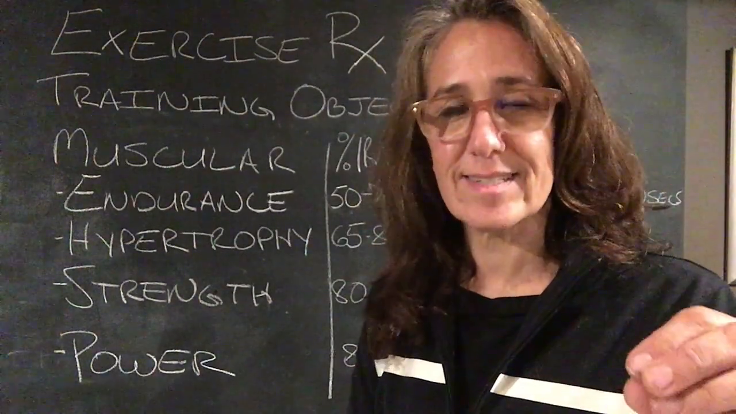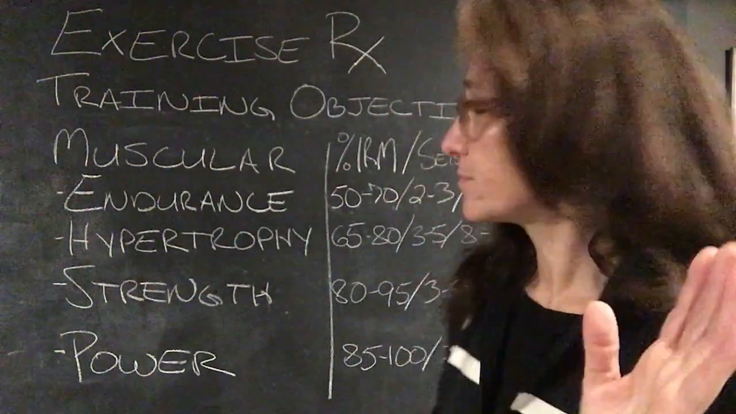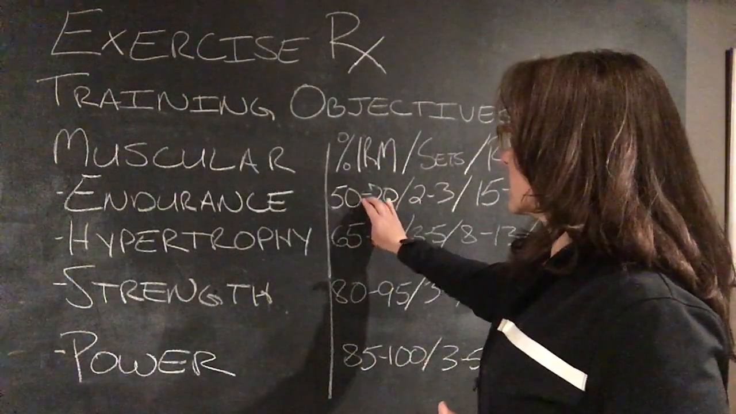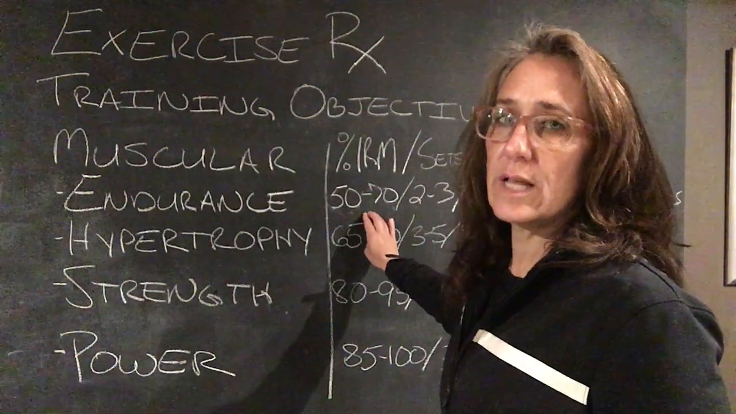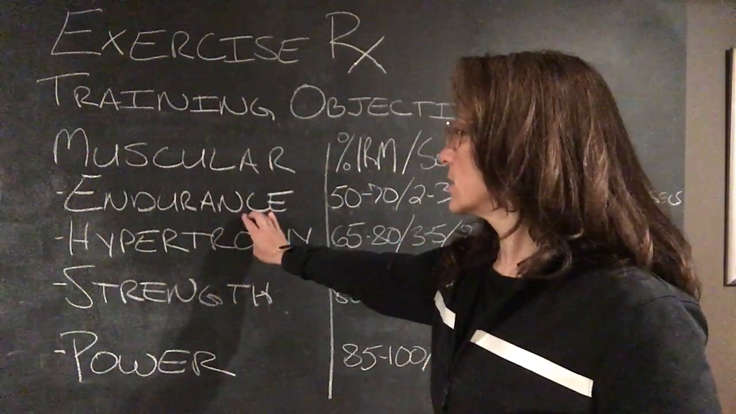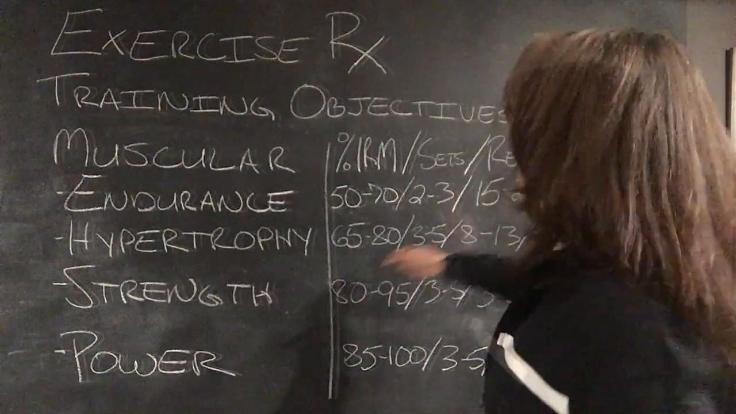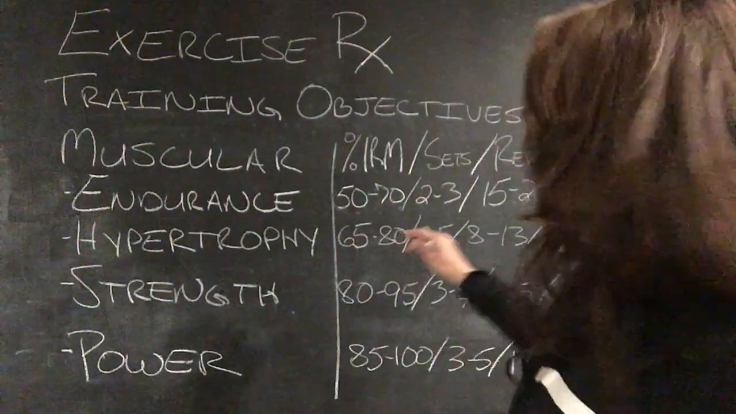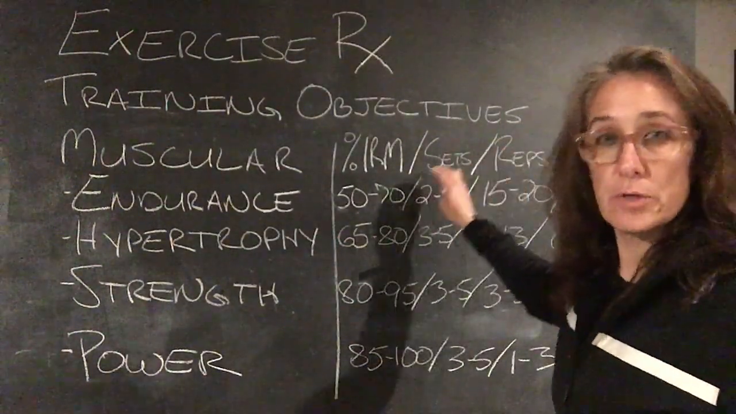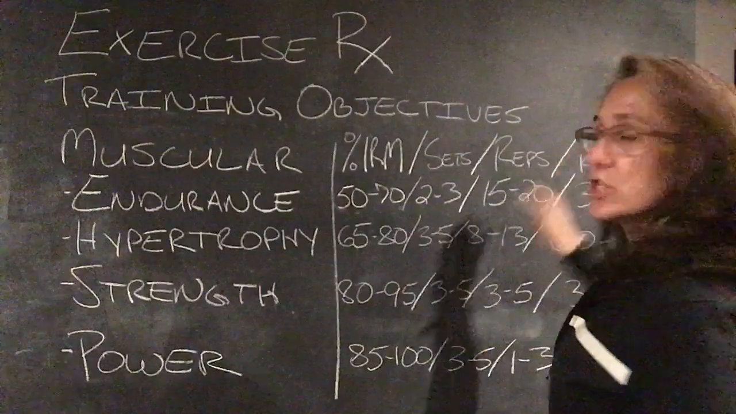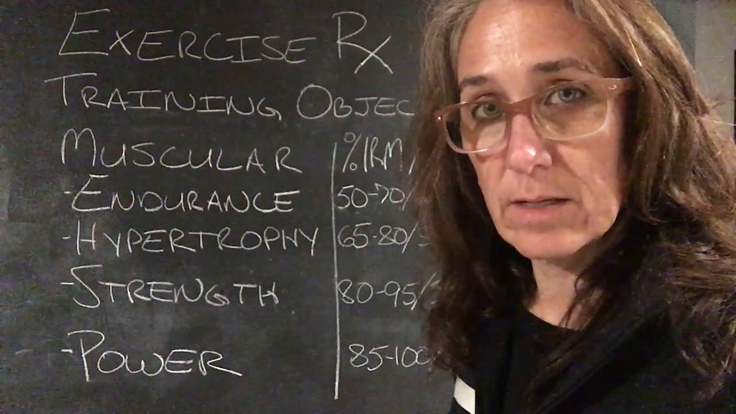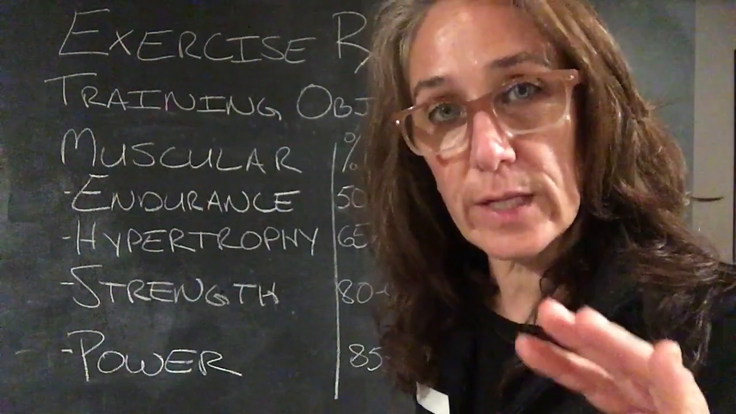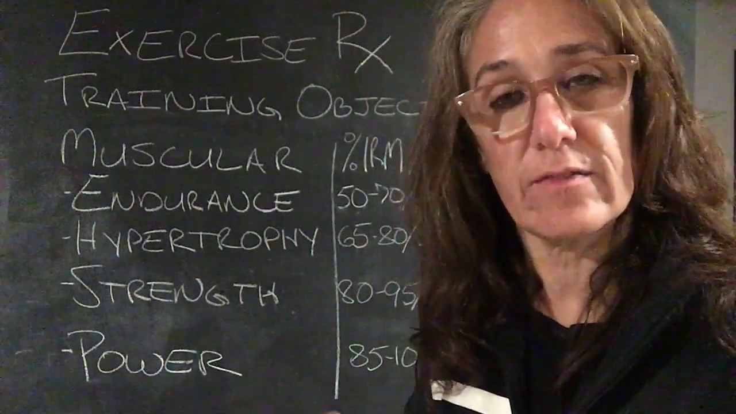Overload, consistency, and progressive resistance. But right now, the percent of 1 rep max helps me determine how much weight I should lift based on my desired training objective. I'm also going to want to know the number of sets per exercise, the number of repetitions per set, and the amount of time I should rest between sets. So those 4 pieces of information are what you need to put together a comprehensive and effective training plan.